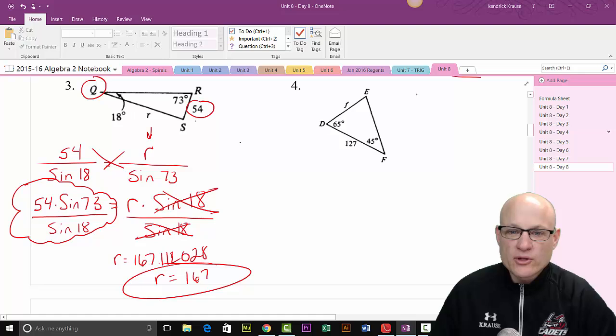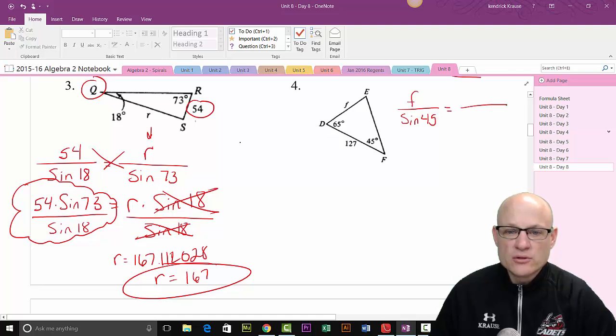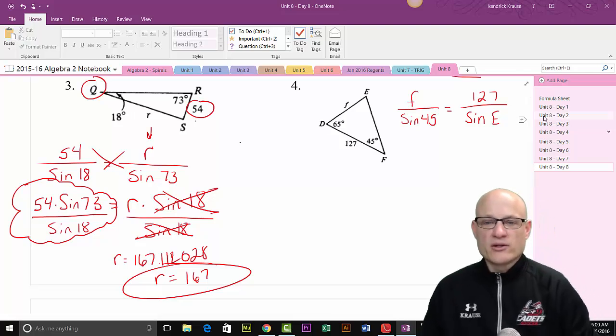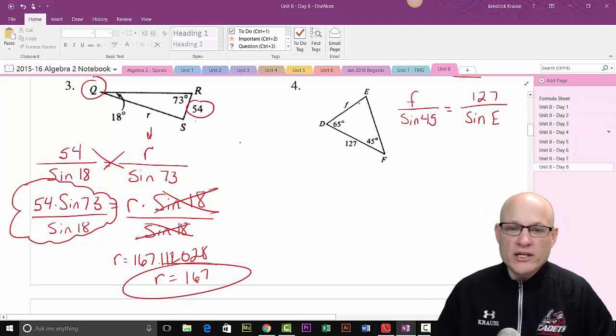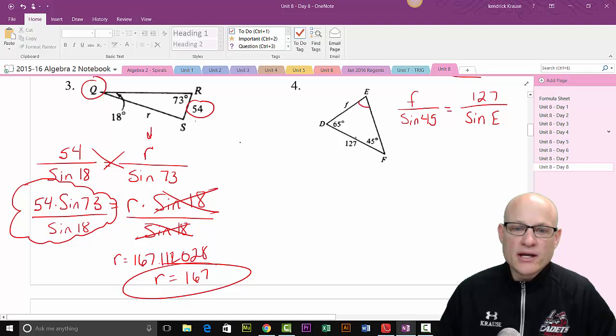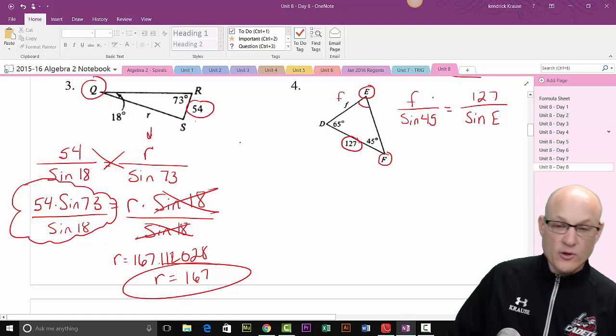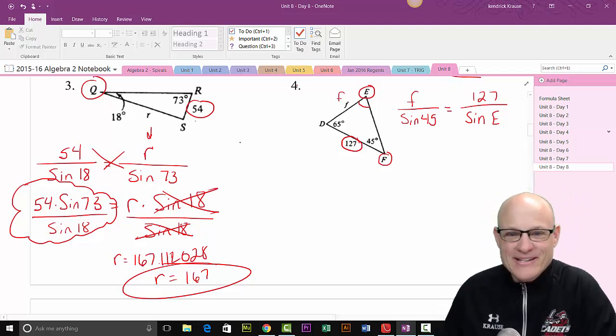We're going to find little f. So we're going to do f over the sine of 45 is equal to 127 over the sine of e. So we've got a little problem here. I don't know e, and I don't know f. But I have to use f, and I have to use this 127, and I have to use e, but I don't know e. So your first job is to actually figure out what e is.